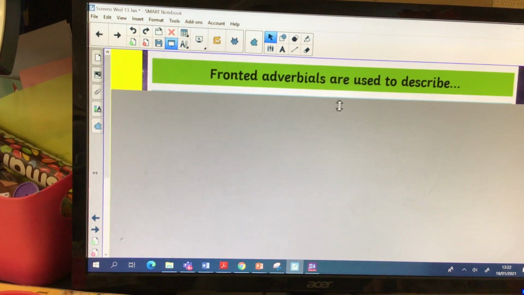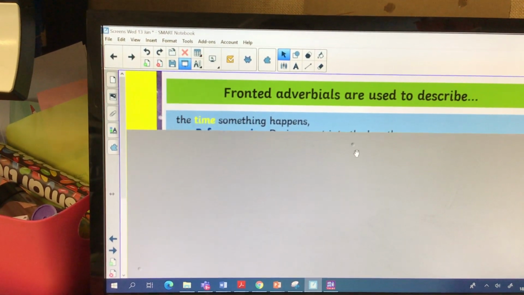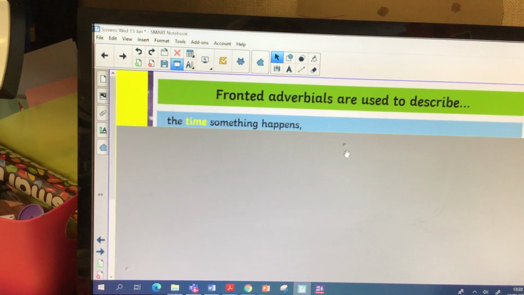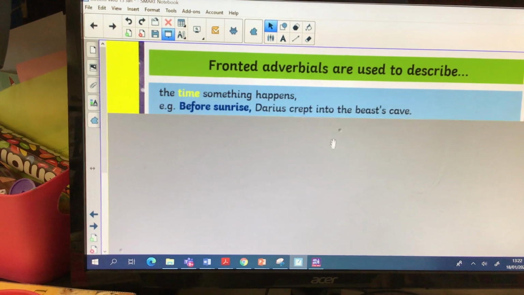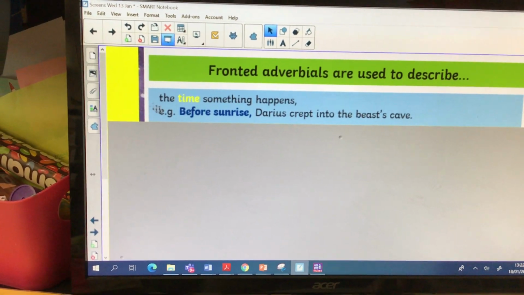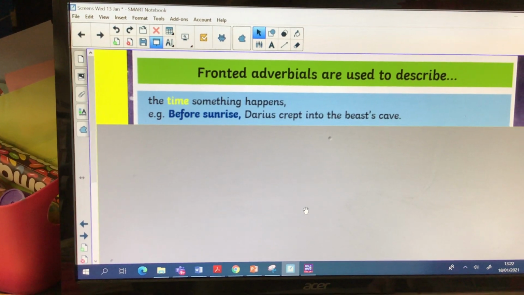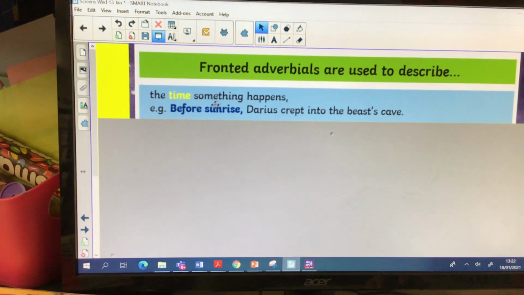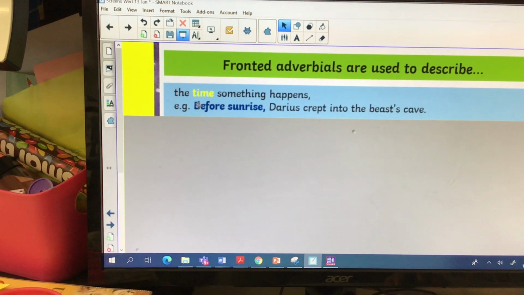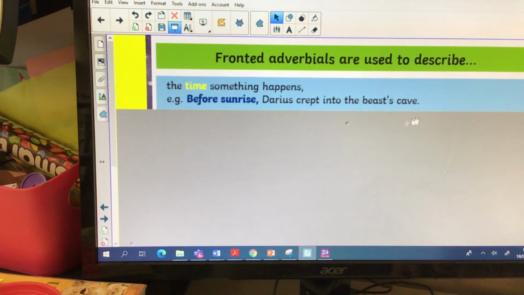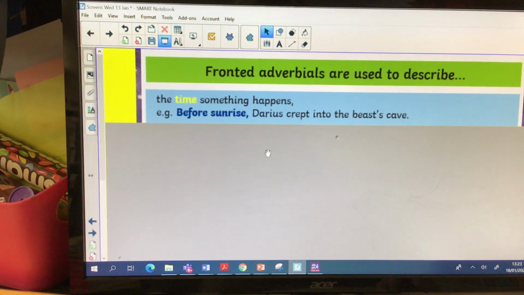So, fronted adverbials can describe the time something happens. Here's an example. Before sunrise, Darius crept into the beast's cave. The time this happened was before sunrise. There it is. It's a fronted adverbial. That means it's at the front of the sentence. The whole sentence is there, and there it is at the beginning, the time it happens.